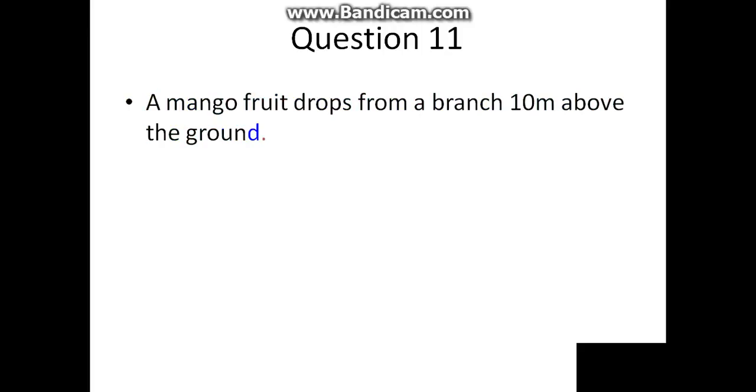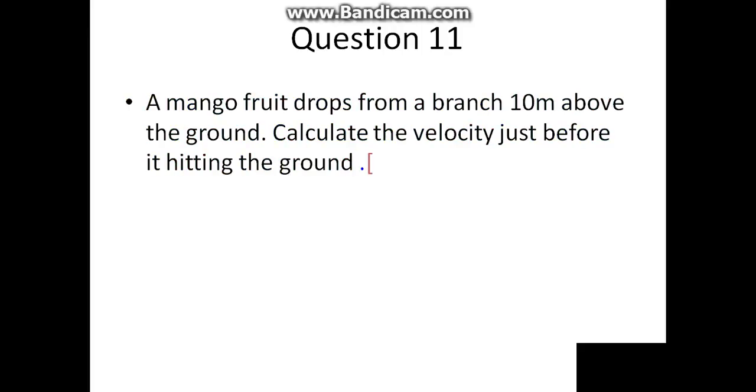Question 11. A mango fruit dropped from a branch 10 meters above the ground. Calculate the velocity just before it hits the ground, taking acceleration due to gravity to be 10 meters per second squared.